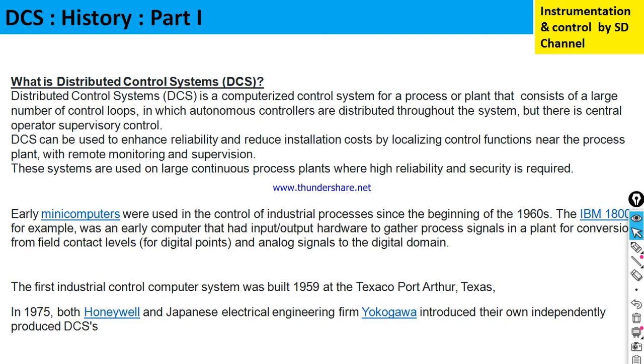Before I start the DCS, try to understand that the DCS has two parts. One is the hardware part, which is controlling the field instrument, and the second part is the software part, or programming part. To the hardware part, you can connect the I/O to the DCS, and in the software part you can configure the I/O in the engineering station. I will explain it later, step by step.